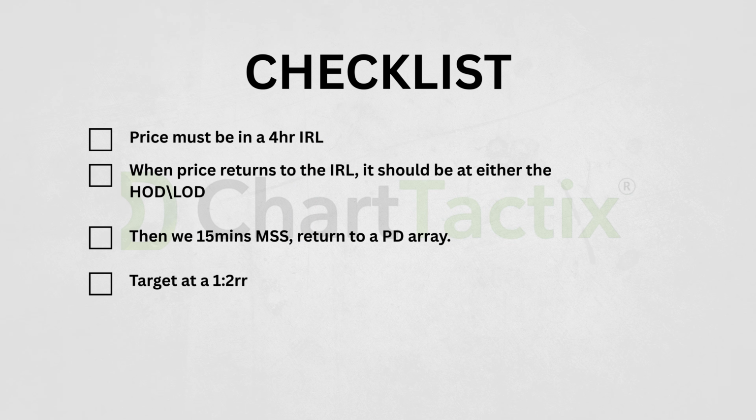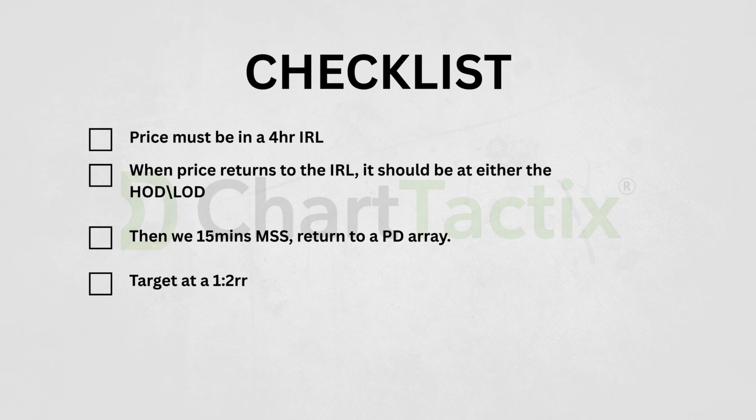Now let's go through the checklist. There are 4 simple rules. First, price must be inside a 4-hour internal range liquidity. Second, when price returns to that internal range liquidity, it must be at either the high of the day or the low of the day. If you're bullish, price needs to return to that bullish fair value gap at the low of the day. If you're bearish, price must return to the bearish internal range liquidity at the high of the day.